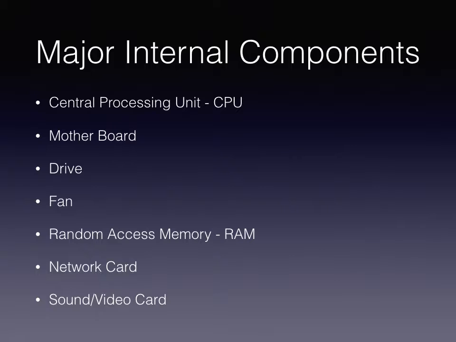So today we're going to talk about major internal components of a computer. We won't go over all of them, but we will discuss a few. Some of the ones we will talk about are a central processing unit, otherwise known as a CPU, motherboard, drive, fan, random access memory or RAM, network card, and sound or video card.